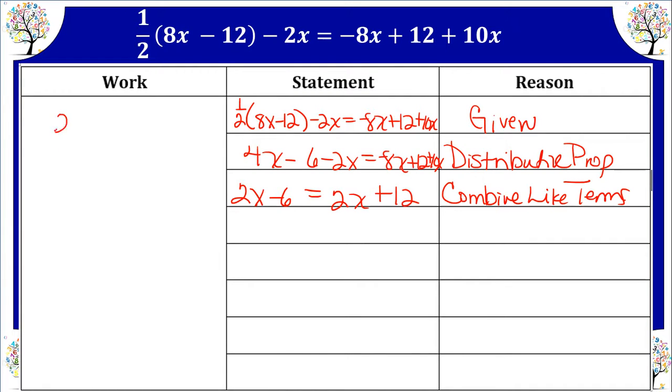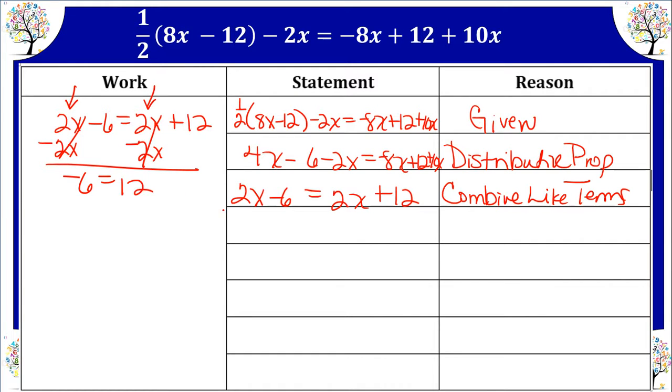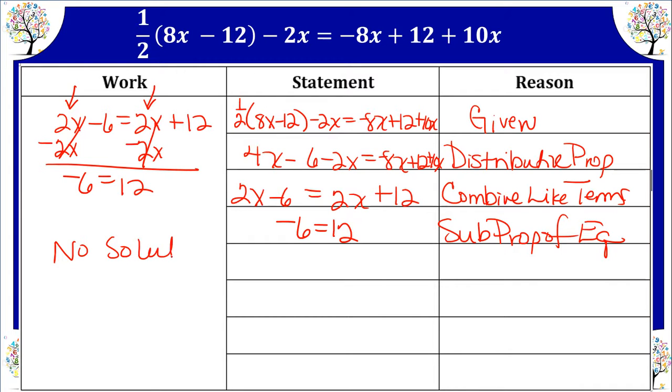Now, anytime that you have an equation where you have variables on both sides, you need to deal with the variables first. So typically we get rid of the smallest one, but these are the same. So we need to subtract them out, and the variables are eliminated, leaving us with this false statement. So this was the subtraction property of equality. And so there is no solution. There's no number that I could ever put in for x in all these spots that would make the left side equal the right side.